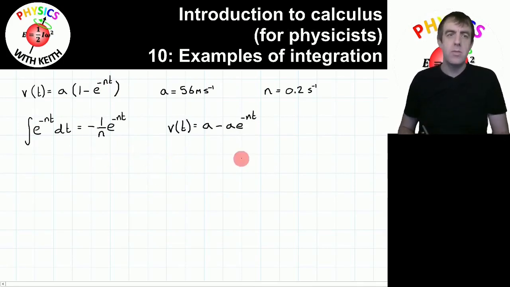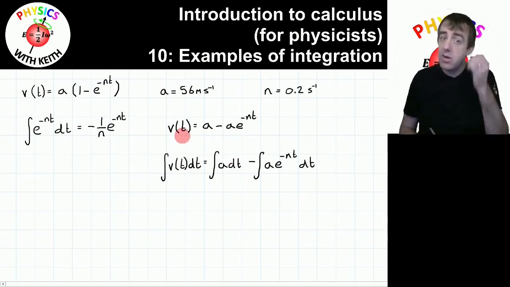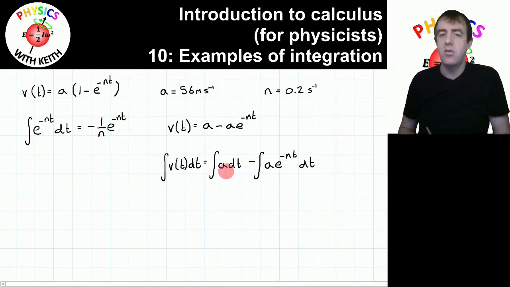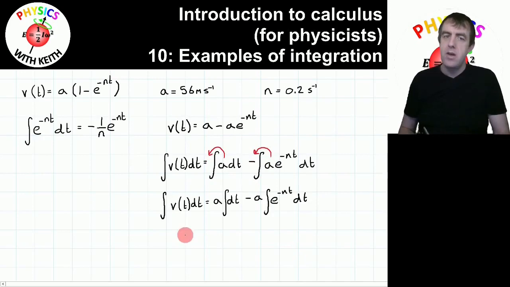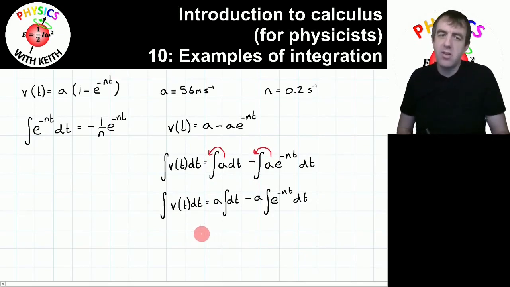What else do we know? Well, we know we could write our function like this instead, which means that when we integrate it, we can break it apart into these two terms on the right. A is a constant, so we know that in both of these cases, we can take that constant outside the integral, like this. And now you can see it's much easier to solve.